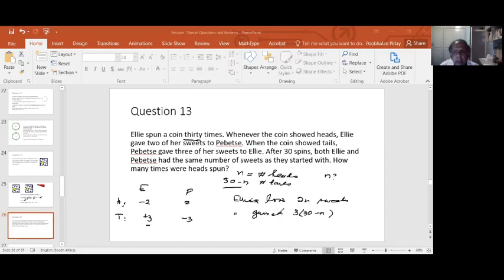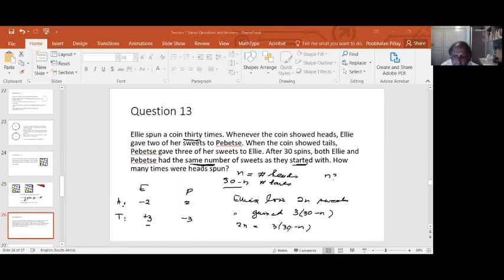Now we say that after 30 spins, both Ellie and Pabetse had the same number of sweets. What does that mean? It means that whatever Ellie lost, she gained back, so she had the same amount as she started with. So this 2n is the same as 3 times 30 minus n, because that is what she gained, and this is what she lost. These two must be the same.